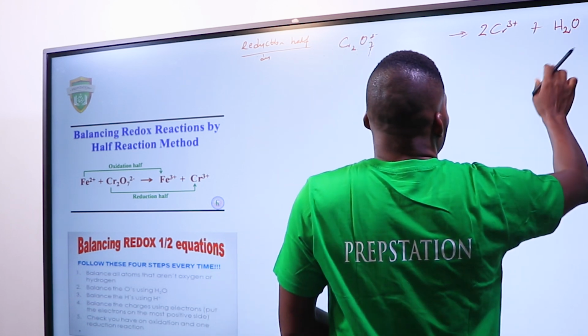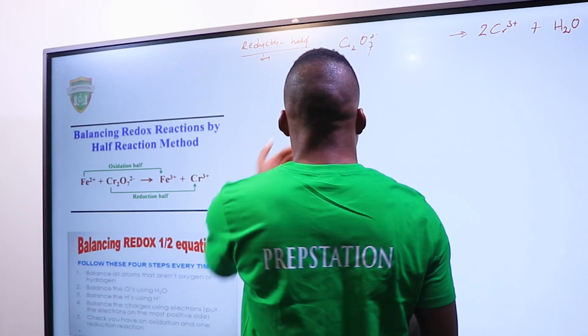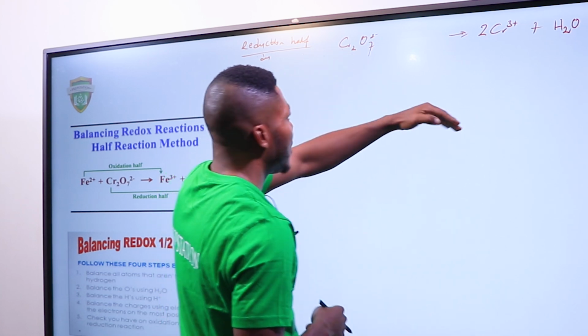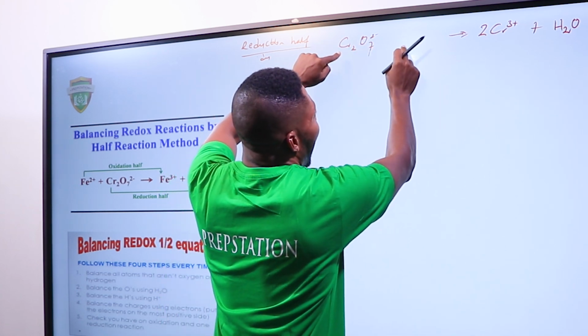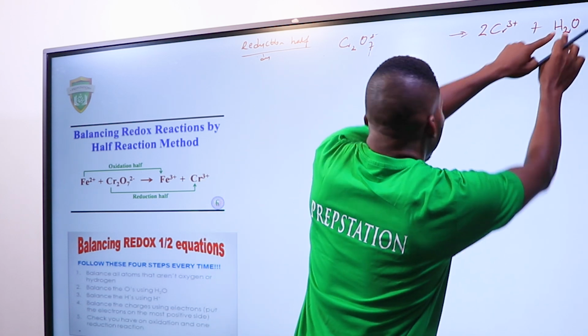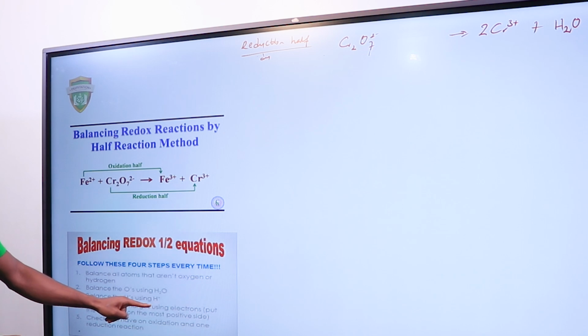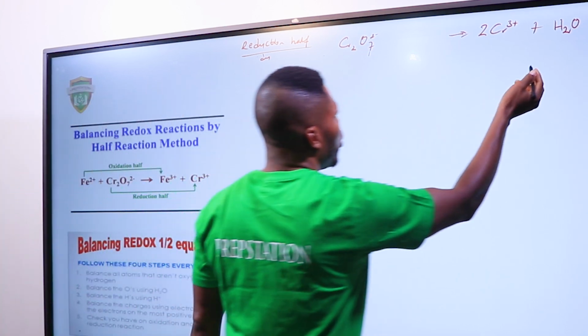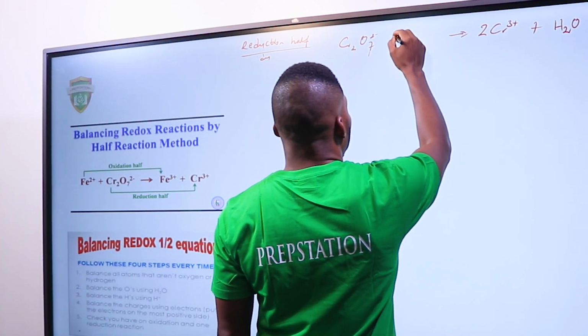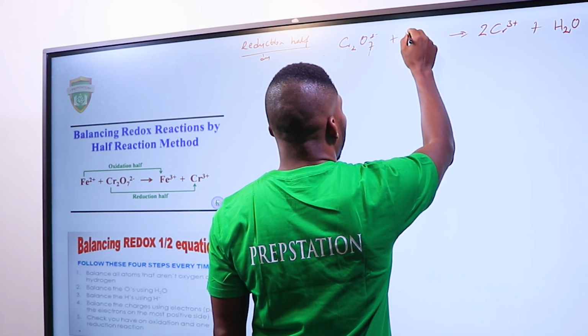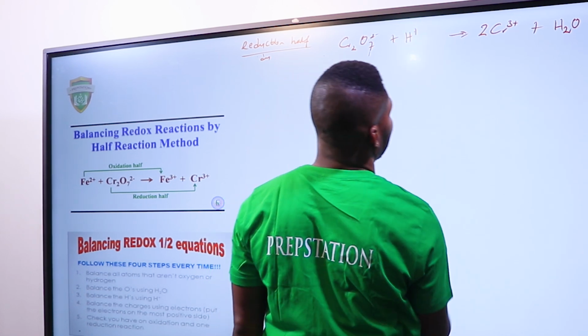And also by doing that, we have introduced another foreign body into the reaction. Look at this now. At this point, we don't have hydrogen, but we have hydrogen here. What does rule 3 say? Balance the hydrogen using hydrogen ion. So at this point, what do we do? Move this hydrogen to this place. We have plus H+.